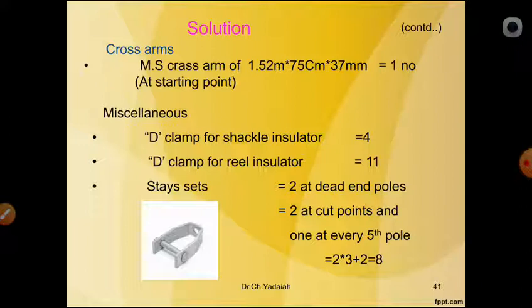So 2 at the dead end poles, 2 at the cut points, 1 at every 5th pole, and 1 for the arbitrary at one place. So we are going to get nearly 8 stay sets required.